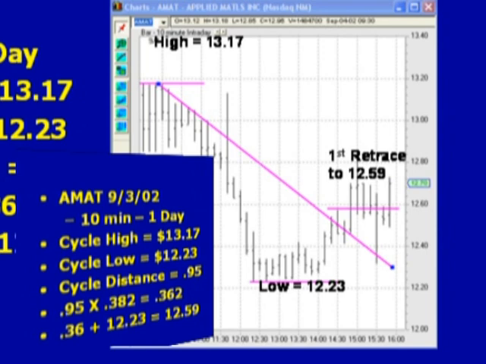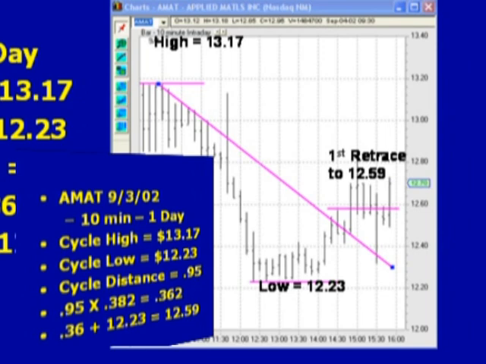Through the first half of the morning, the stock fell and formed a support line down here at around 12.23. So now we have our high to low, and therefore we can do our cycle distance. We subtract the low from the high, which is a differential of 95 cents. We then multiply the 95 cents by our first fib number, 38.2. That gives us, call it, 36 cents. We add the 36 cents to the low of the day. This is what we expect for the retracement, and it would be calculated out at 12.59.